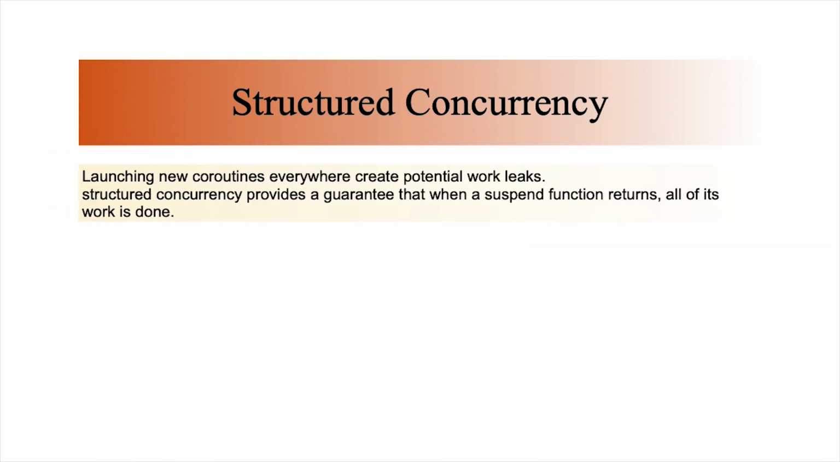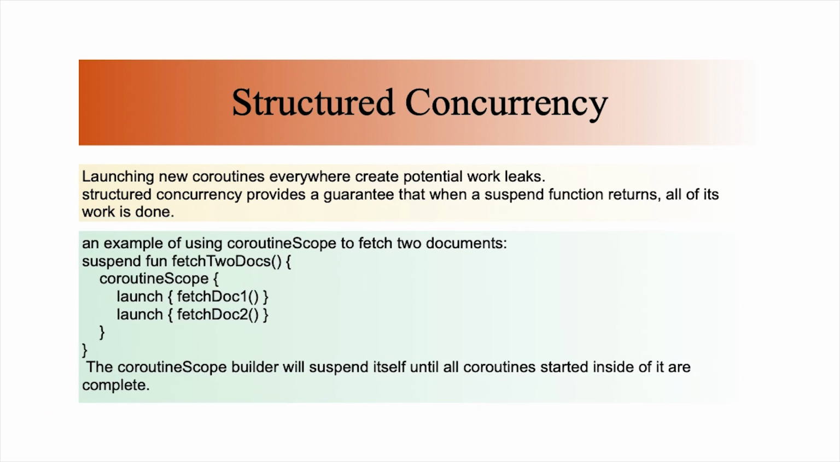Launching new coroutines everywhere creates potential work leaks. Structured concurrency provides a guarantee that when a suspend function returns, all its work is done. For example, using coroutineScope to fetch two documents as shown: fetch document 1, fetch document 2. The coroutineScope builder will suspend itself until all coroutines started inside of it are complete.